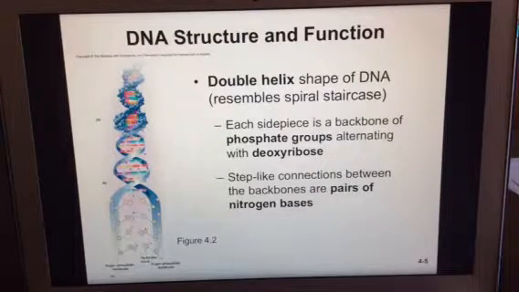Okay, so we're going to get to how they pair up in just a second, but the DNA shape is called a double helix. It resembles a spiral staircase, except it has kind of a ladder rungs across the middle, if you want to think about it that way.